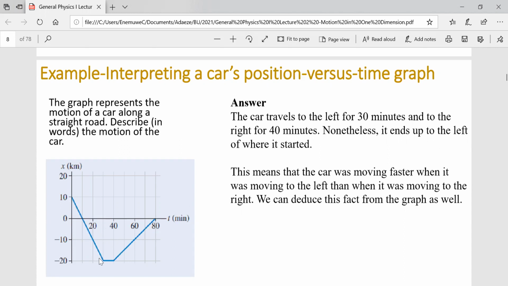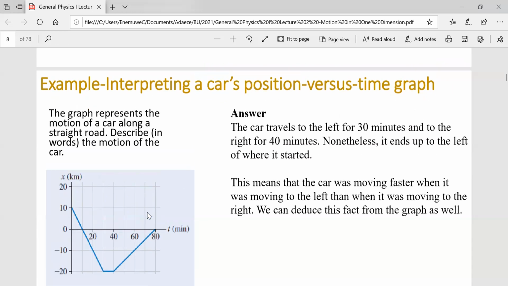And then had a pause for 10 minutes. From here to this place is 10. Then proceeded to the right, which is the upward direction, for 40 minutes, which is 10, 20, 30, 40. Now we're able to conclude that it ended up where it started because it ended up at the 0 position, okay, 0 point. So this is just the description of this graph.